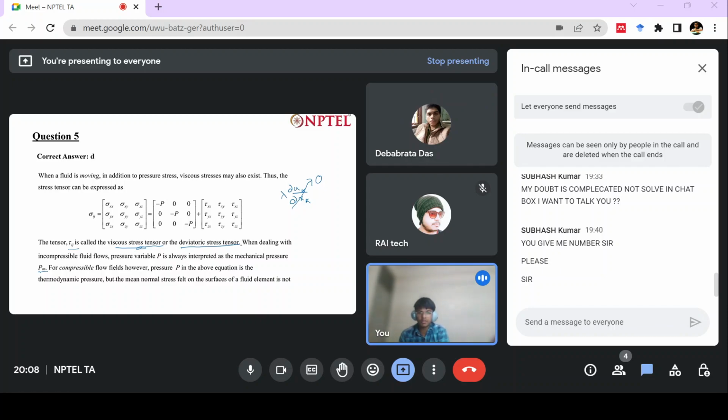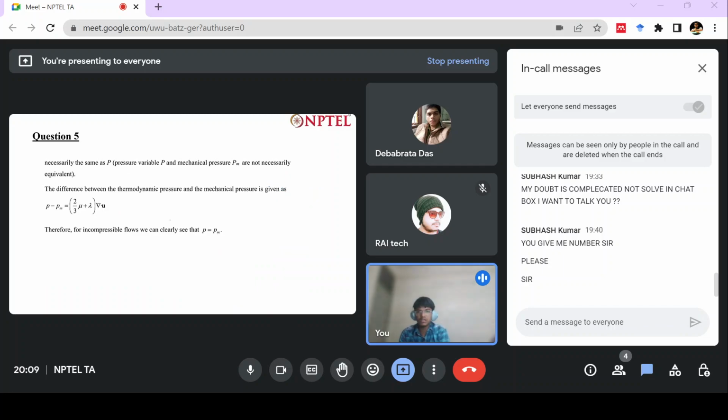However, for compressible flow fields, this divergence of the velocity is not 0. So your normal stresses will have an additional component other than your thermodynamic pressure. So your mechanical pressure, that is the mean normal stress, will have an additional component other than your thermodynamic pressure. So those two will be different. So here, how they are different is calculated. If you calculate, you will also get a similar result.